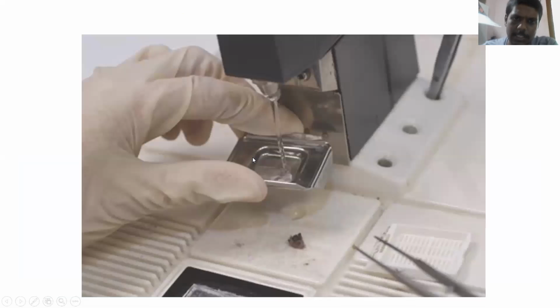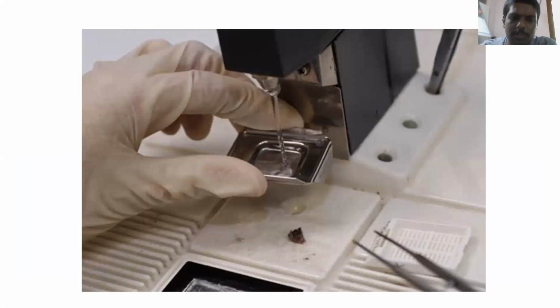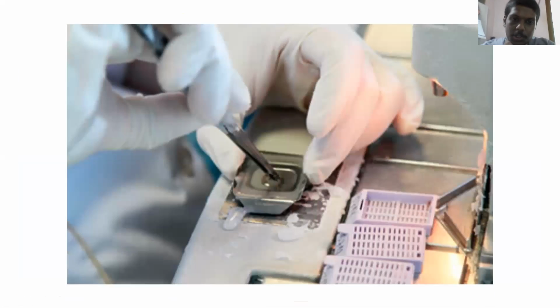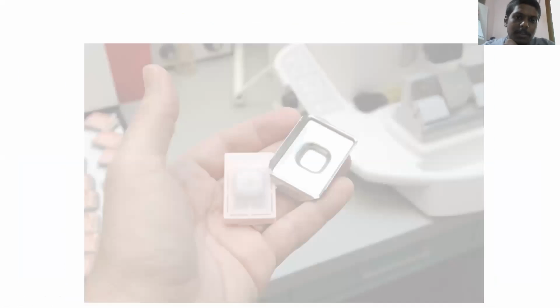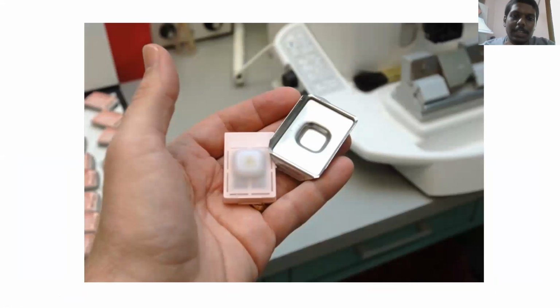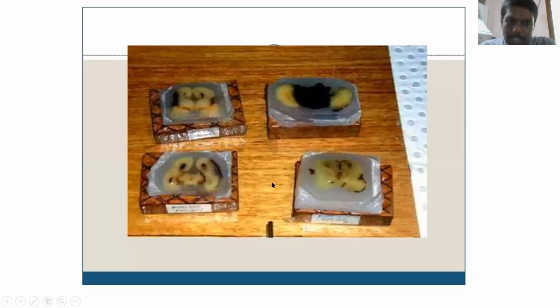Then we discussed the procedure of block making. First, we will take the liquid wax within a cassette, and then we will suspend the tissue within the liquid wax. Then we will proceed to solidify the wax so that we get a block out of the tissue, and this block can be used. This block can be introduced into the microtome machine, and the microtome machine will start taking sections out of it. So this is a tissue which is embedded within the waxy block.